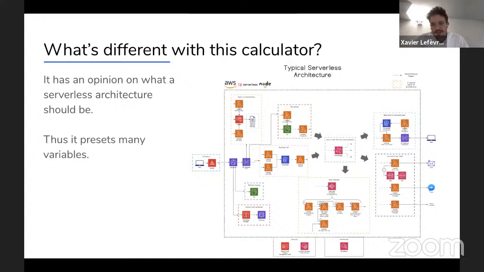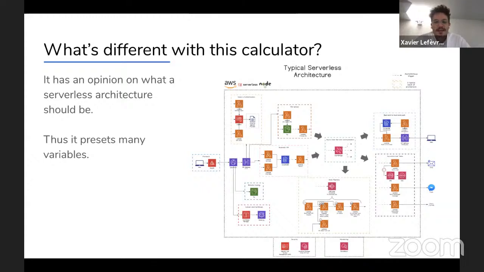You may have seen this diagram on Twitter a few months ago because it made a little buzz, both positive and negative. It was a crazy discussion, but it was interesting because it was pointing out some concrete and difficult topics about the fact that this is too complicated, but it's also a different way of seeing architecture when you represent a serverless architecture. So this calculator has an opinion.